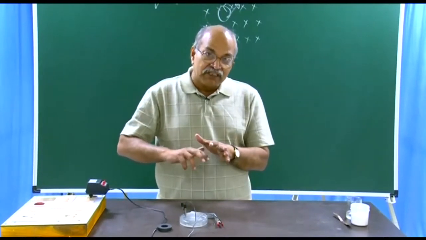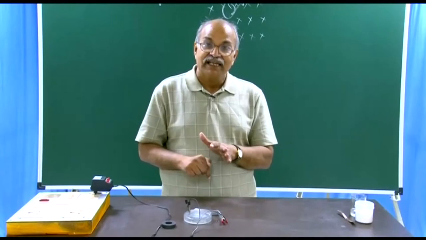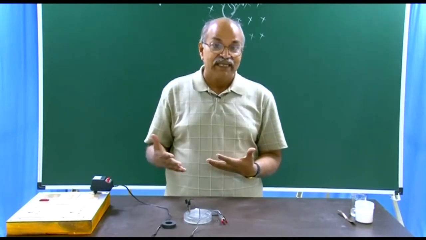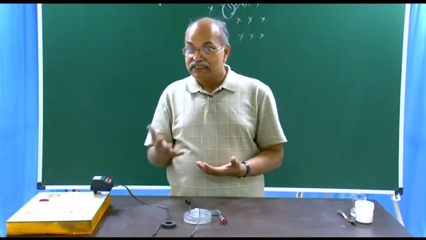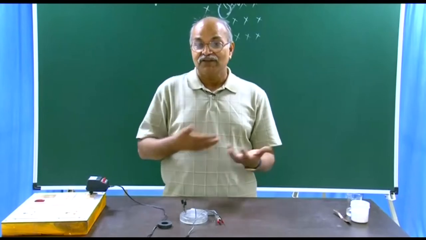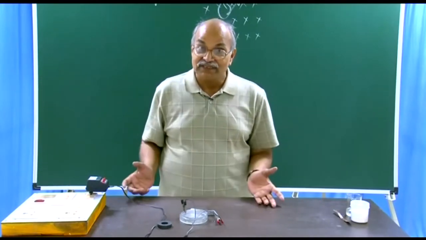If you invert the magnet, the magnetic field direction is reversed, and therefore the direction of force, Q V cross B, is also reversed. Hence the force is in the opposite direction, and from clockwise it becomes anticlockwise, or from anticlockwise it becomes clockwise.